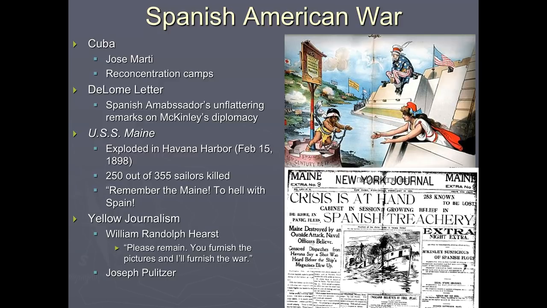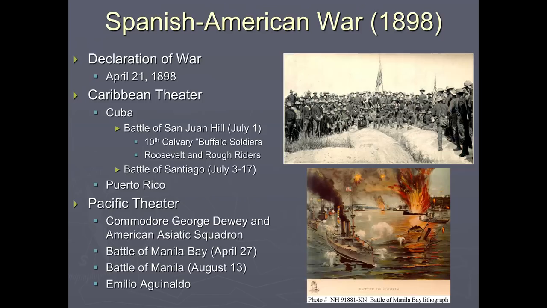We know that the Delhomme letter, where the Spanish ambassador basically called McKinley very weak. These are all reasons why we're going to go to war with Spain. But those are the two main reasons: the USS Maine and yellow journalism, and the Delhomme letter. And you should have written about that last week when you did your little quiz.